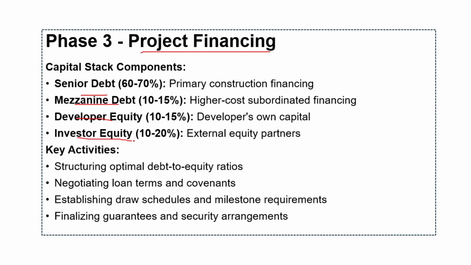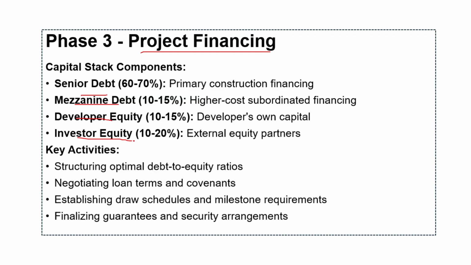And then we have developer equity, which represents around 10 to 15% of financing, consisting of the developer's own capital contribution. This equity bears the highest risk but receives residual profits after debt service and preferred returns. Investor equity comprises 10 to 20% of financing from external equity partners, including private equity firms, family offices, or institutional investors. These partners typically receive preferred return and profit sharing.